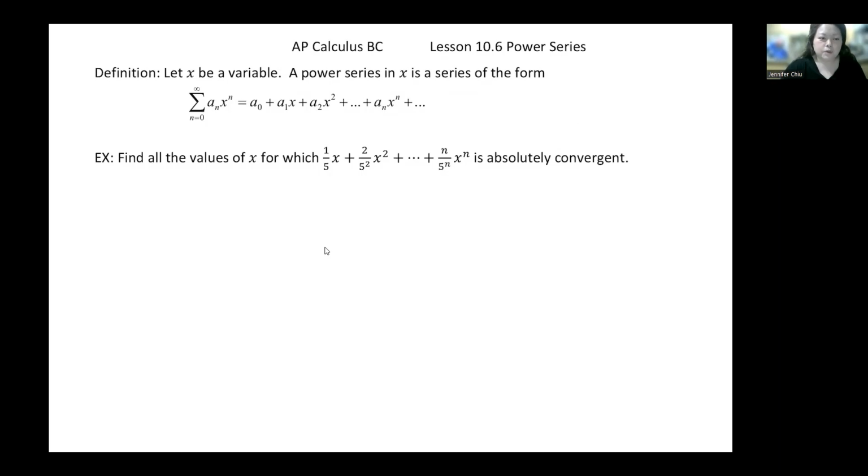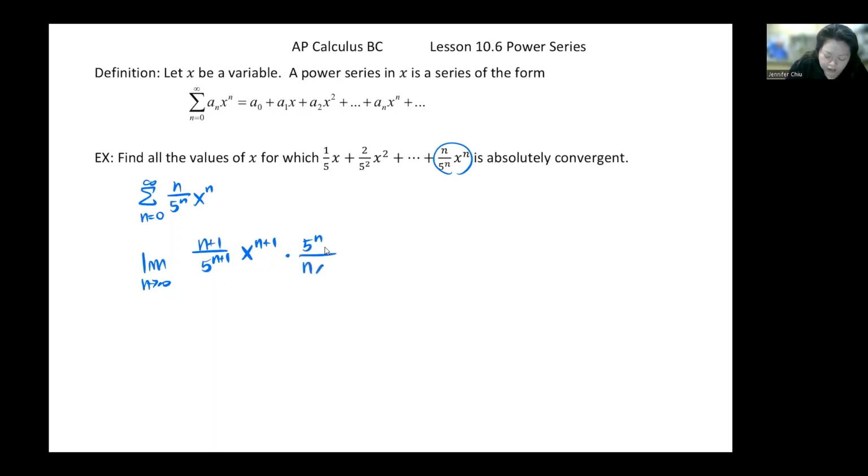Okay. All right. So first of all, let's take a look. This is our sequence, this is the formula. So this is really the series from n equals 0 to infinity of n over 5 to the n, x to the n. So we're going to do a ratio test on this. The limit as n approaches infinity of n plus 1 over 5 to the n plus 1, x to the n plus 1. And at this point, you're dividing by the original term, so you can multiply by the reciprocal, which is a little bit easier: 5 to the n over n, x to the n.